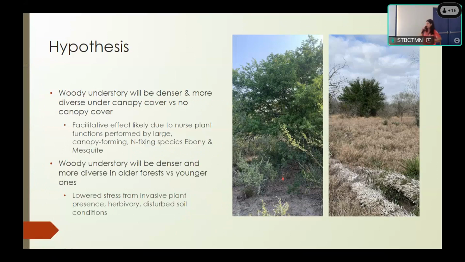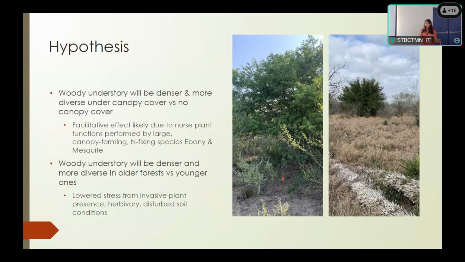So my hypothesis is split into two different pieces. The first one is that the woody understory will be denser and more diverse under canopy cover versus no canopy cover. That means that there's going to be more plants within the understory and more species of plants underneath canopy cover versus in areas of full sun. And again, I haven't proved it yet, but this is what we think is going to happen. And we think that it's because there's a facilitative effect that happens due to nurse plant functions that are performed by large canopy-forming nitrogen-fixing species like ebony trees and mesquite trees.